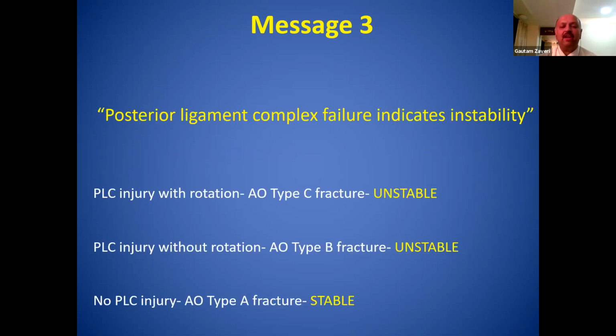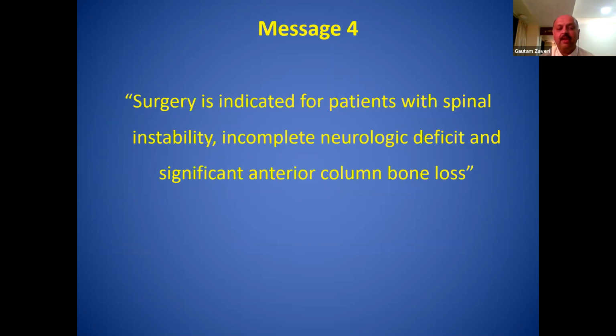Whenever there is a posterior ligamentous failure, by modern definitions, it indicates instability. PLC injury with rotation is an AO type C fracture, which is unstable. PLC injury without rotation is an AO type B fracture, which is also unstable. And no PLC injury is a stable injury, that is an AO type A fracture.